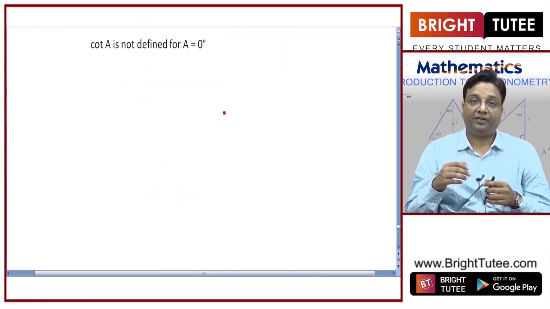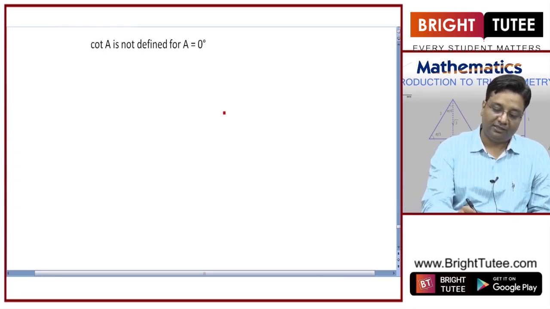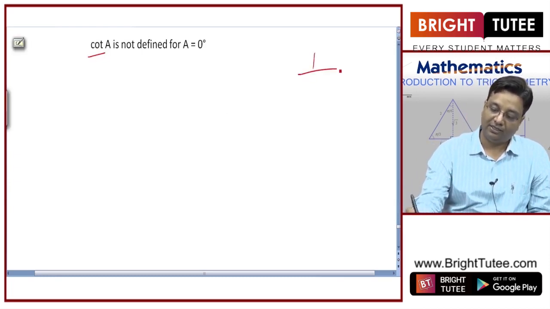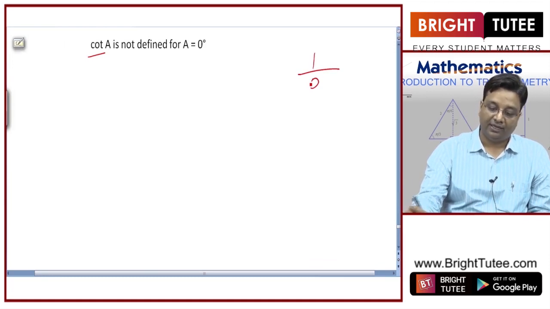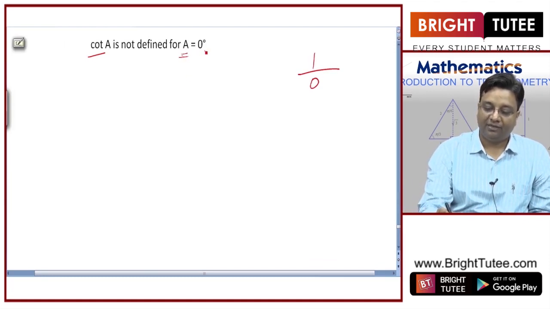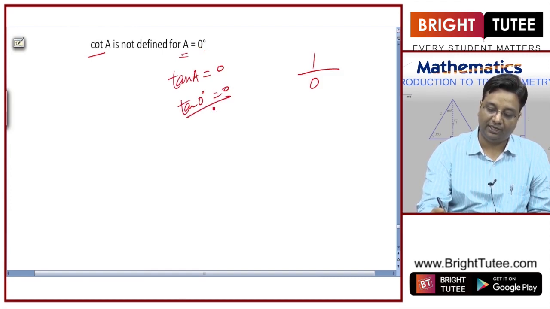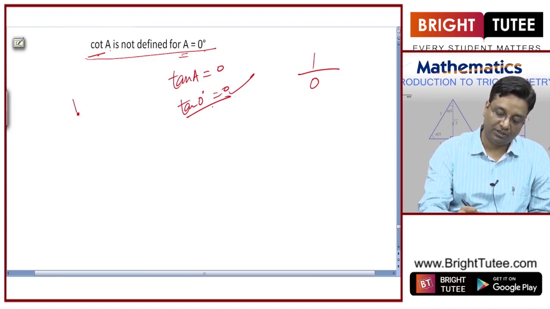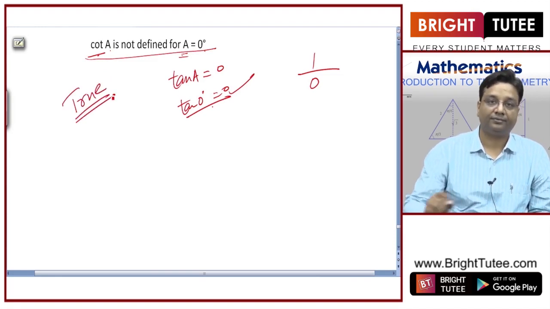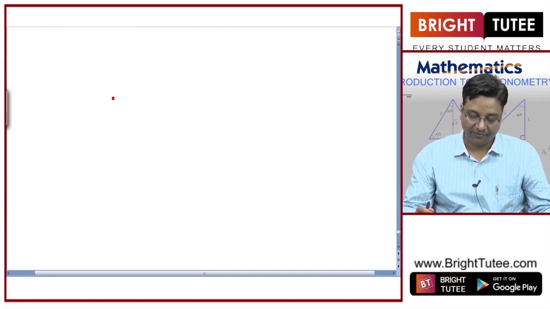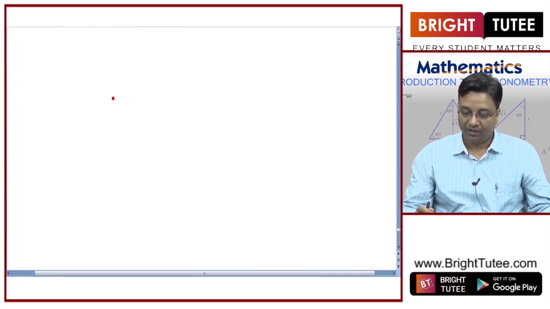Cot A is not defined for A equal to 0. Where is some value not defined? When the denominator is 0, right? For angle A equal to 0 degrees, tan of A is 0, right, because tan of 0 is 0. And what is cot of A? Cot of A is reciprocal of tan, so 1 by 0 is not defined. So cot of A is not defined for A equal to 0 is a true statement, right? So this is the true statement. Okay.